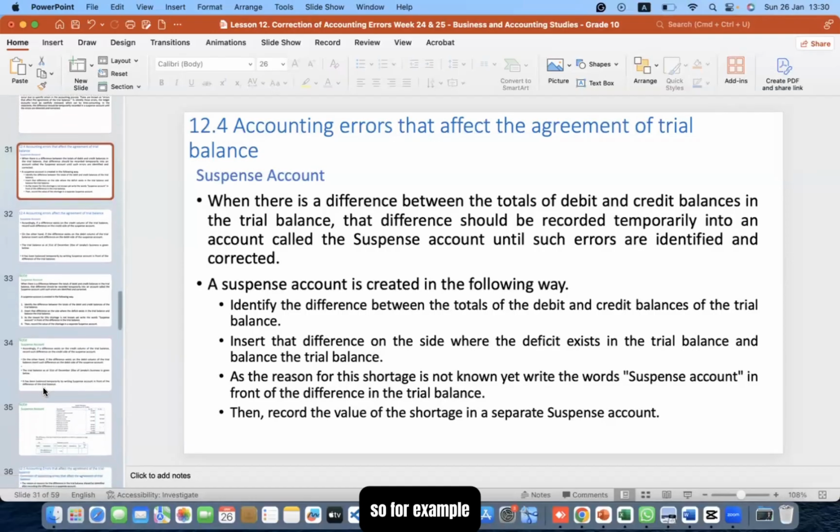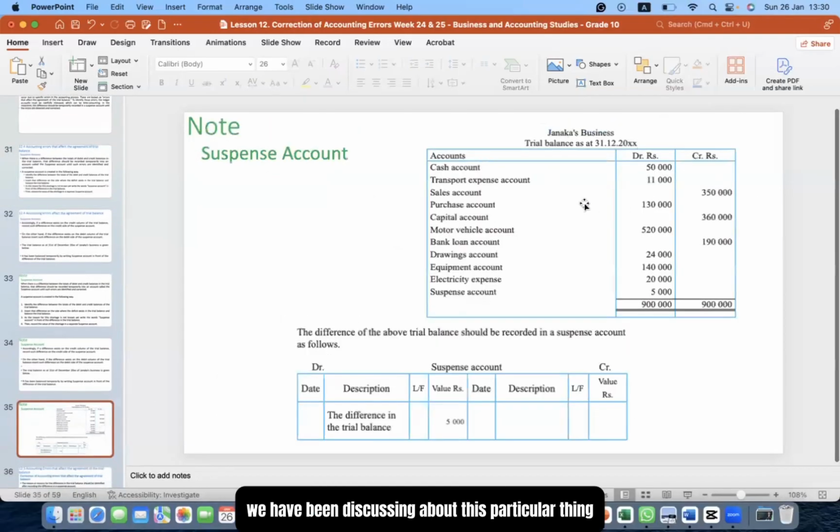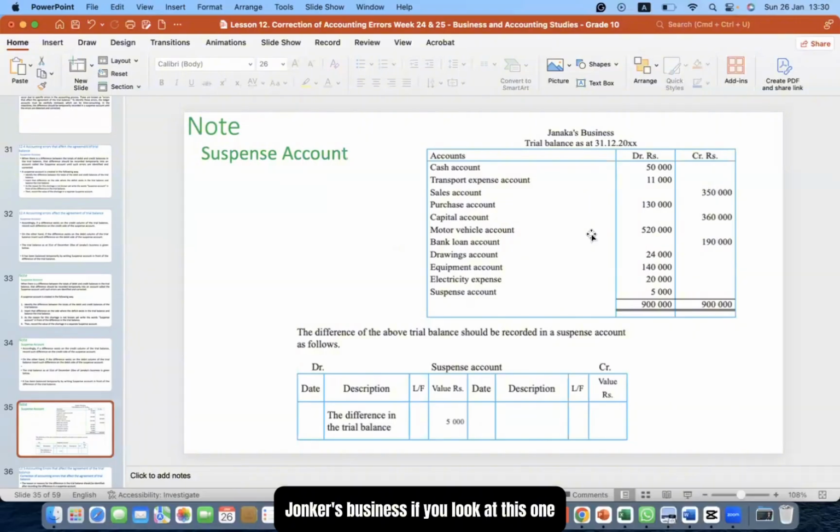For example, we have been discussing Janaka's business. If you look at this one, here we have recorded suspense account and 5,000. Before recording this, in the credit column we have 900,000, and once we total the other side, we get 8,95,000. So what is the problem? The debit side of the trial balance is short by 5,000.